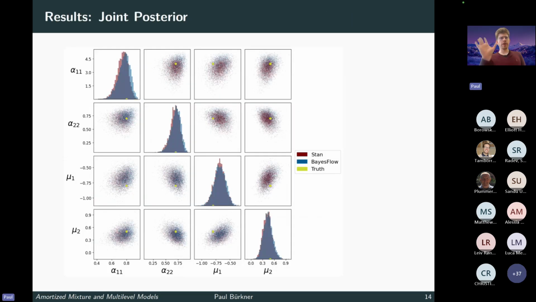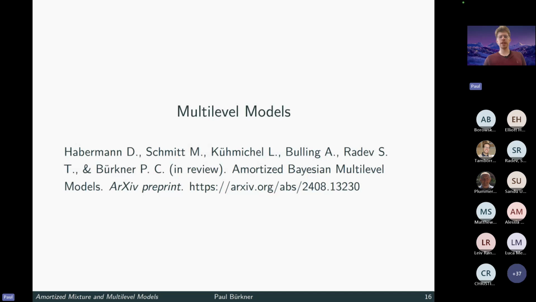Good. So now, when you've understood this idea, we do the same in actually multi-level models, because it turns out they're actually very closely related. So this was work led by Daniel Habermann, and with contribution from Marvin Schmidt and Lars Kümmich and Andreas Bulling, and also from Stefan.